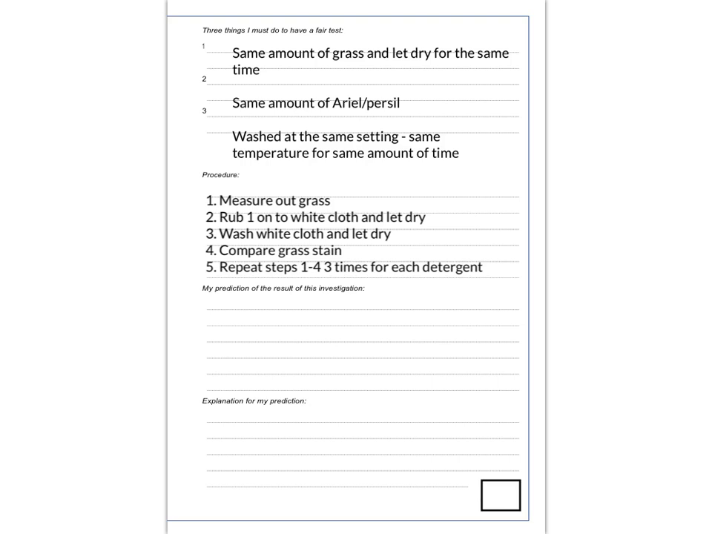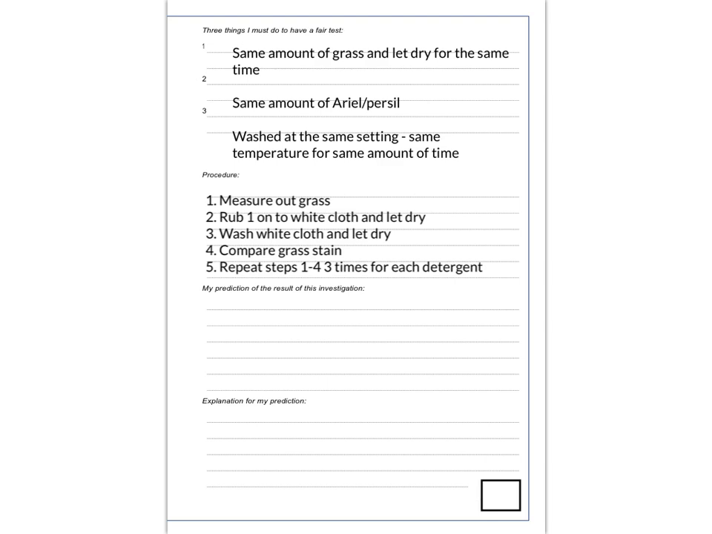So here's a sample procedure. I would measure out my grass and rub it onto the white cloth or the white t-shirt or whatever you're using, and then I'd let it dry. I'd then wash the white cloth and let it dry afterwards. Now it's really important we wash it at the same cycle and we dry it in the same way. So if we pop one into the tumble dryer, we must put the other into the tumble dryer. If we put one on the clothes horse, the other has to go on the clothes horse. If it goes onto the radiator, the other has to go onto the radiator. When it's dry, we compare the grass stain.